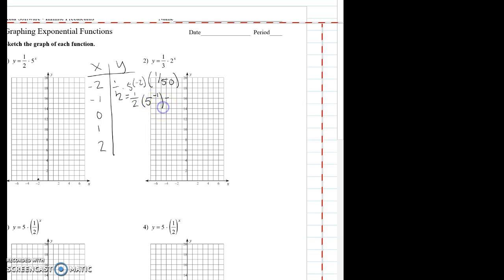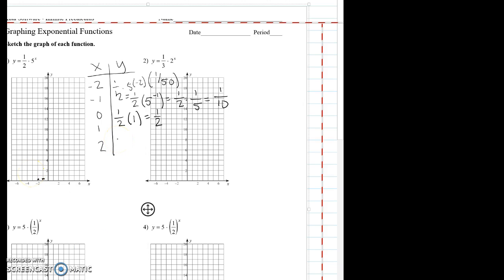Okay, if I'm plugging in -1 next, then I'm going to have 1/2 times 5 to the -1, which is going to be 1/2 times 1/5, which is 1/10. So then I'm going to go to -1, 1/10, which is still almost 0. Then we're going to take 5 to the 0 power. That's easy, because anything to the 0 power is 1. So I'm going to have a value of 1/2.